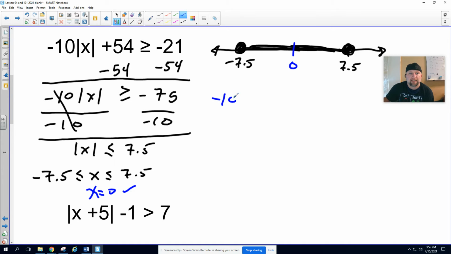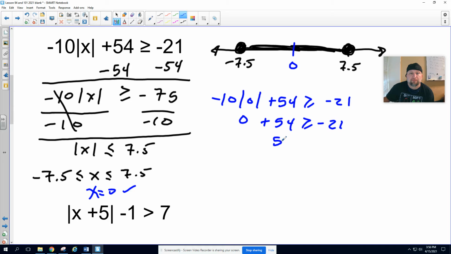So -10 times the absolute value of 0 plus 54 is greater than or equal to -21. Well, that's 0 plus 54, which is greater than -21. So 54 is greater than -21. That is a true statement. So we know that 0 is inside the solution set.